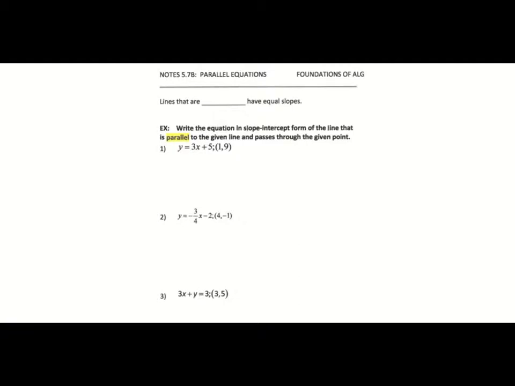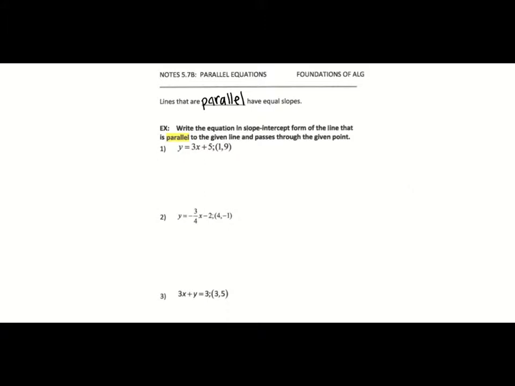Okay, as a review here for 5.7b, lines that are parallel have equal slopes. For our three examples in this note section, it says write the equation in slope-intercept form of the line that is parallel to the given line and passes through the given point.